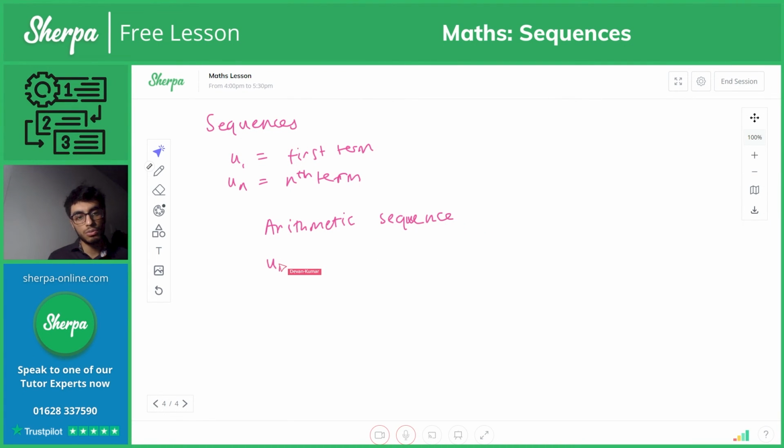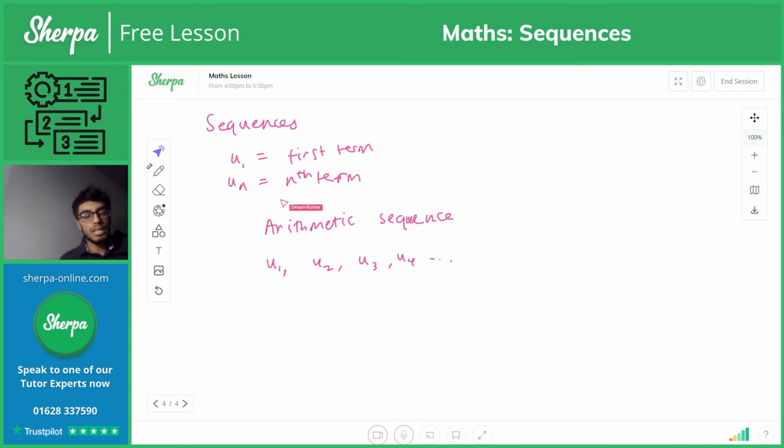Is going to be u1, u2, u3, u4, dot, dot, dot. Well, all I've written there is that we're going to have the first term first, then the second term, then the third term, the fourth term. Great. So that's just how sequences work, right? They just come one after another. Now, how are we going to figure out what the nth term is?